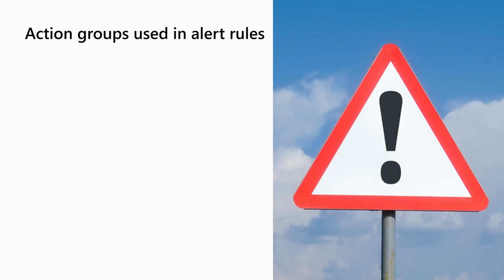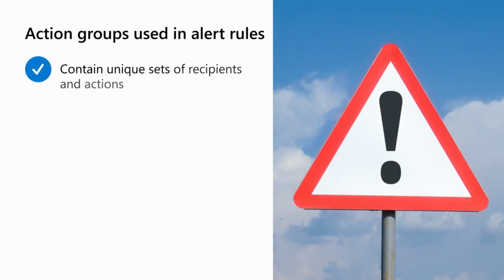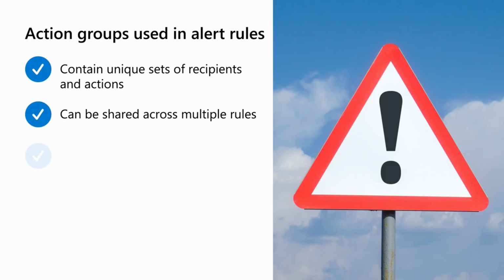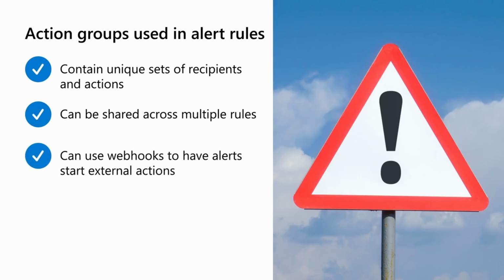Alert rules in Azure Monitor use action groups containing unique sets of recipients and actions that can be shared across multiple rules. Based on your requirements, action groups can perform such actions as using webhooks to have alerts start external actions or to integrate with your IT service management, also known as ITSM tools.